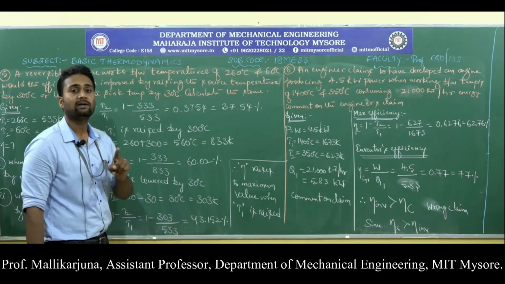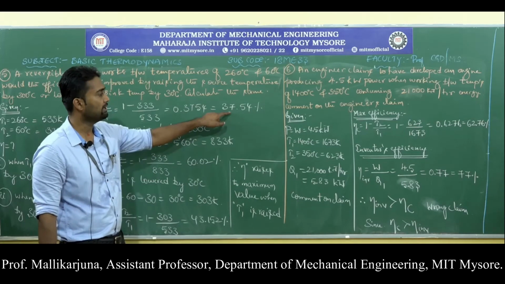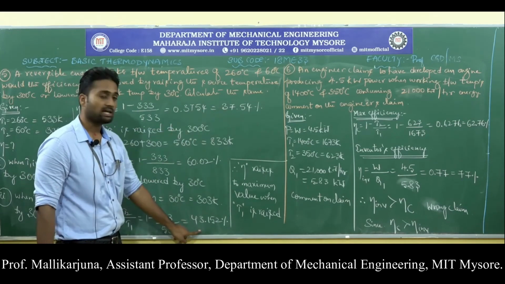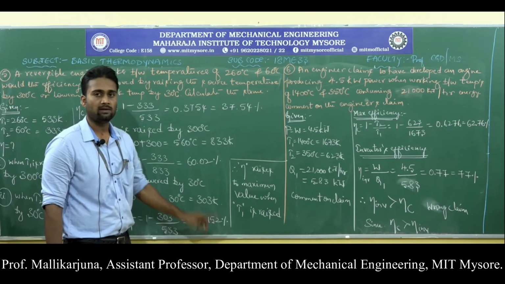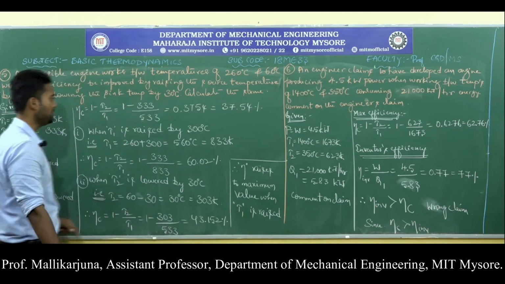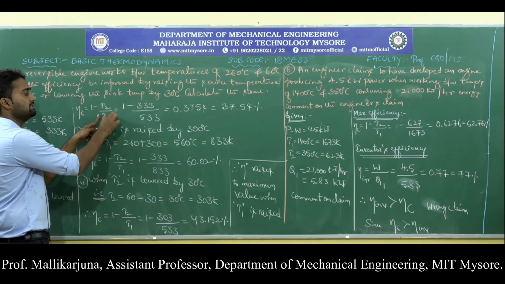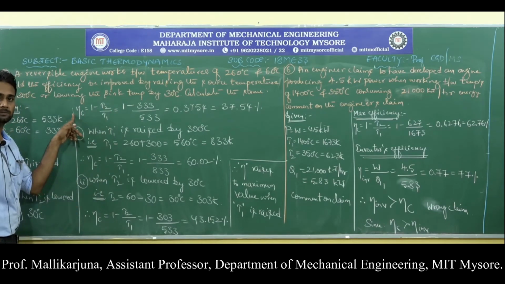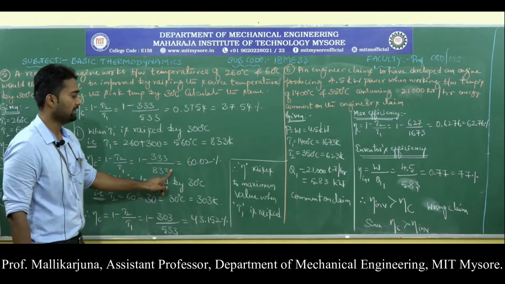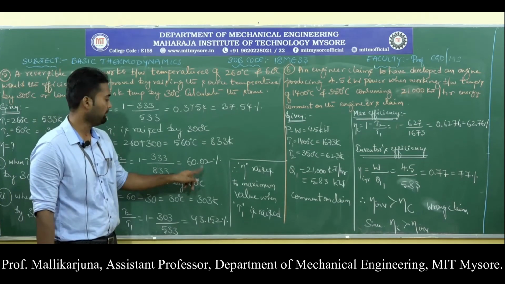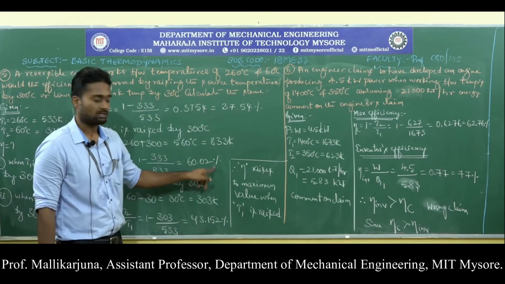This is also increasing the efficiency. What was the original efficiency? 37. What is the second case efficiency? 43. That is what I said at the initial stage. In this equation, reducing T2 or increasing T1 would raise the efficiency. So, increasing T1 has raised the efficiency to 60 percent.